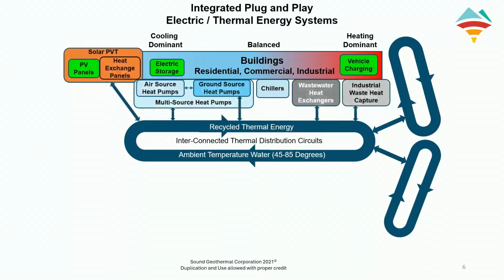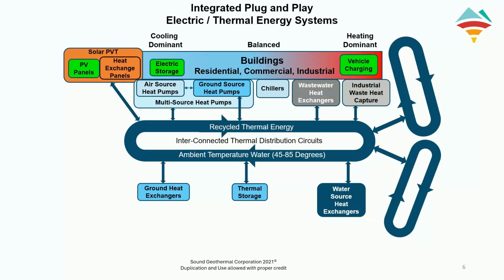Then on top of that, we have a system where we're able to build solar PVT, do heat exchange panels, and so forth. We can use air source pumps built into and made as multi-source heat pumps, which basically either use air as a source or water as a source, and of course ground source heat pumps. We may have chillers on the loop. We may have wastewater heat recovery and heat exchangers, or we may have industrial waste. And of course, we have ground heat exchangers, thermal storage, and water source heat exchangers.